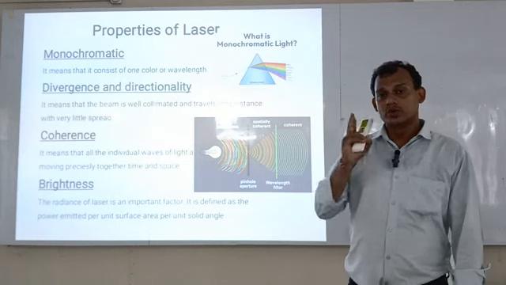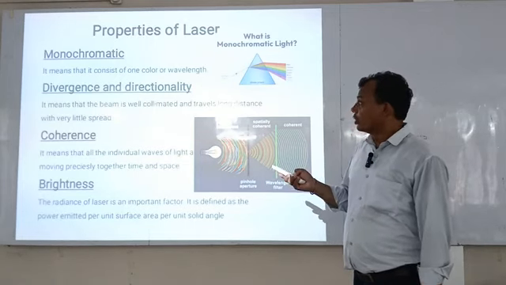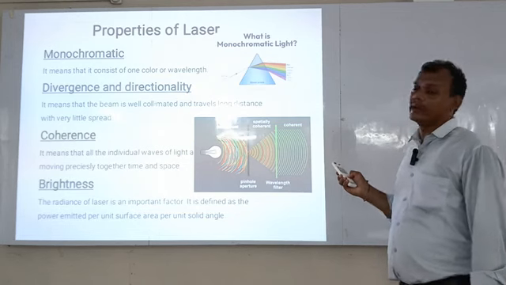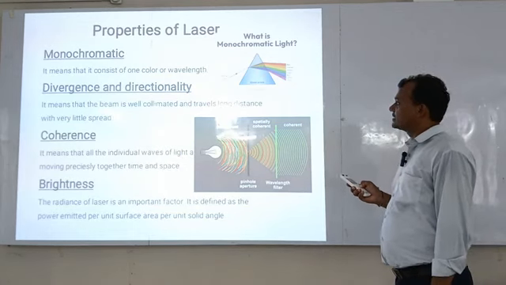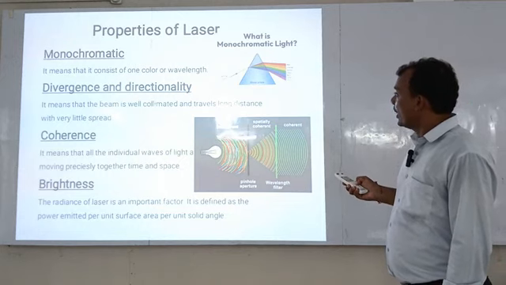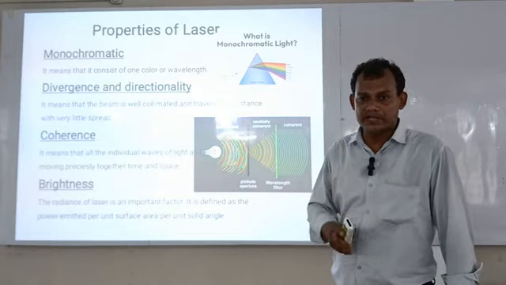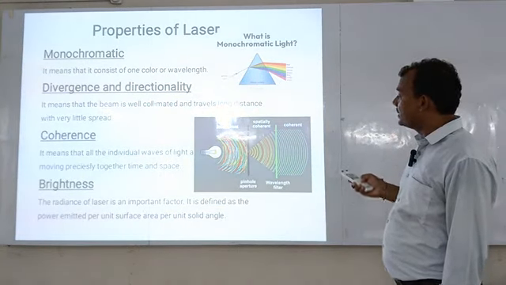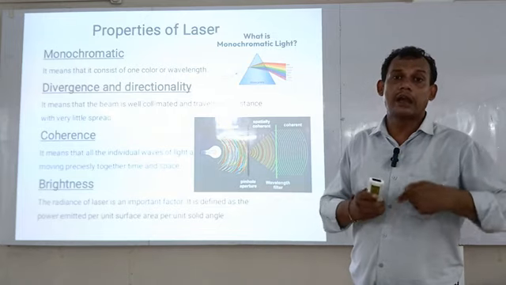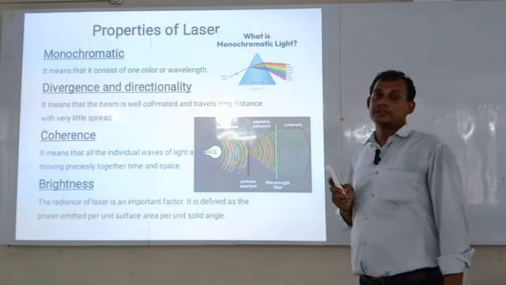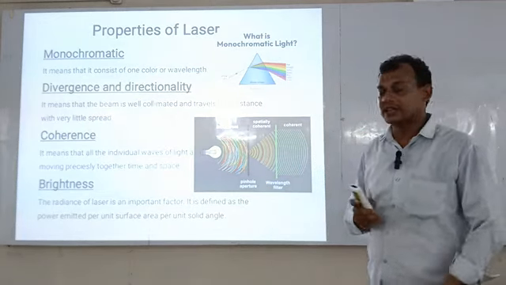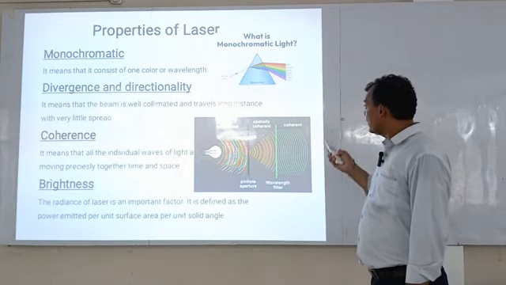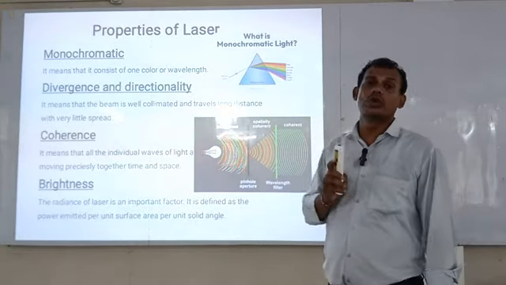Now we come to the properties of laser. Laser light has two main properties, that is monochromatic and coherence. Now the question arises, what is monochromatic light? In the first image we can see that when white light passes through a prism, it is divided into several colors. It means white light is made of many different colors. Colors in science means wavelength. So we can say that white light is made of several colors, and that is known as non-monochromatic light.